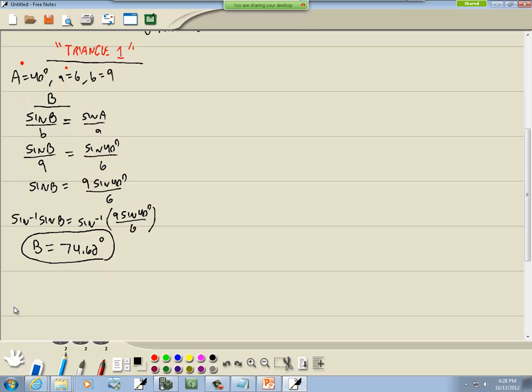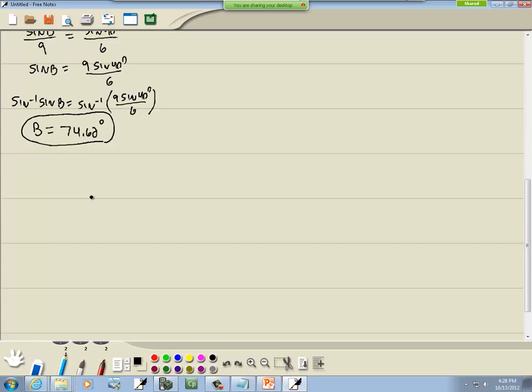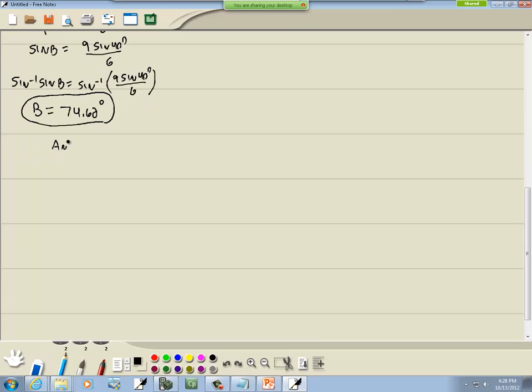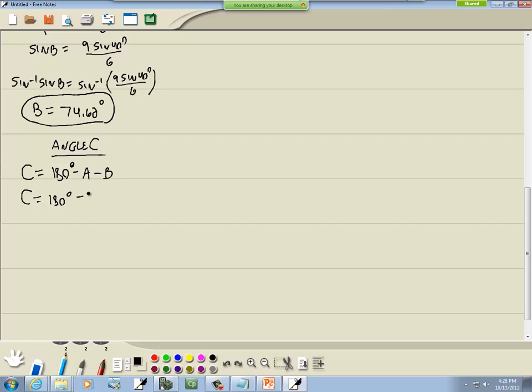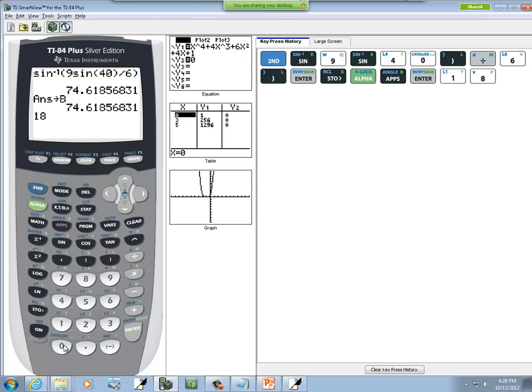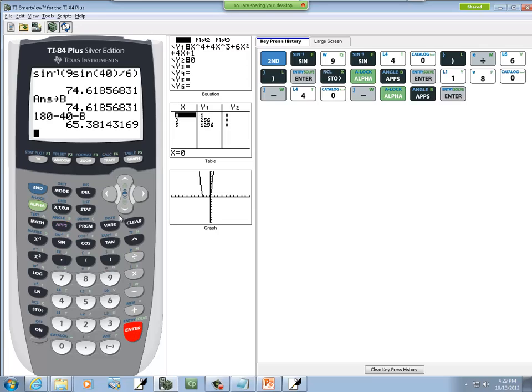Well, now we know that. Then probably the next logical one to find, if we know angle A, we know angle B, let's find angle C. Well, C is going to equal 180 degrees minus A minus B. So I got 180 minus A, which was 40, minus B, which was 74.62 degrees. So I'm going to go over my calculator, and I'm going to do 180 minus 40. 40 is an exact value. Minus, and we have B stored, so I'm going to do alpha apps to get B, and then push enter. And I'll take it to 2 decimal places, 65.38.